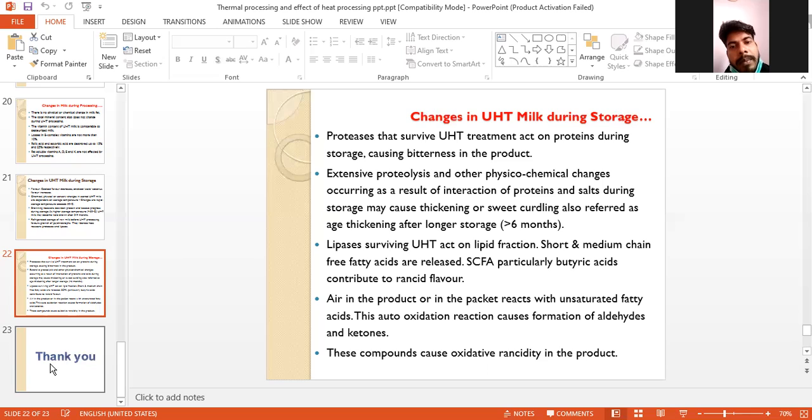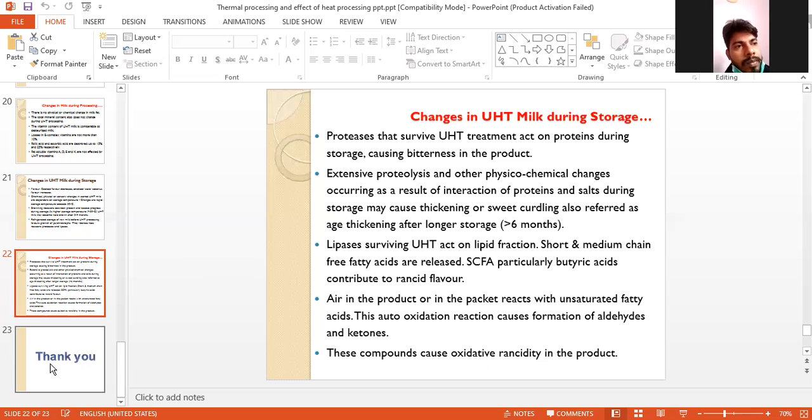So this is the drawback with respect to UHT milk, that when we do not keep the milk properly at a suitable temperature, or keep it for more than 3 or 4 months, browning may take place. There may be chances of age thickening defect in the UHT milk. And similarly, there may also be chances of oxidative sensitivity, which we can discuss later.